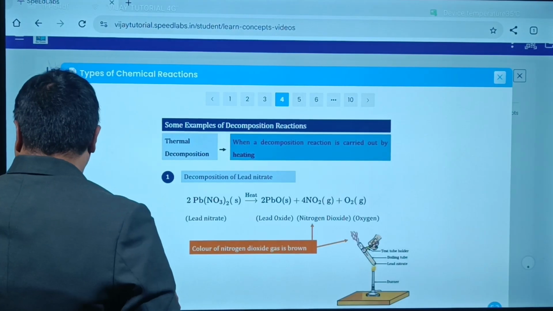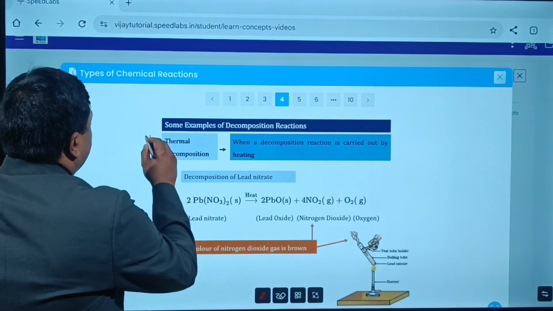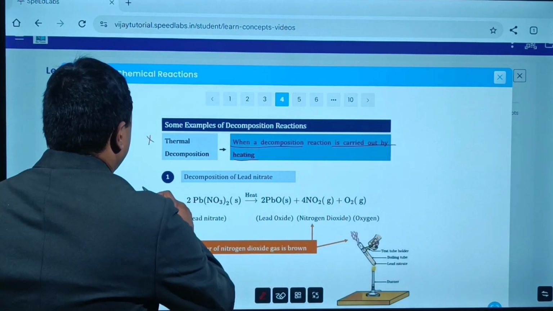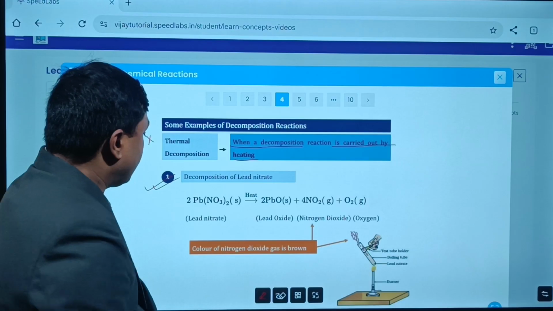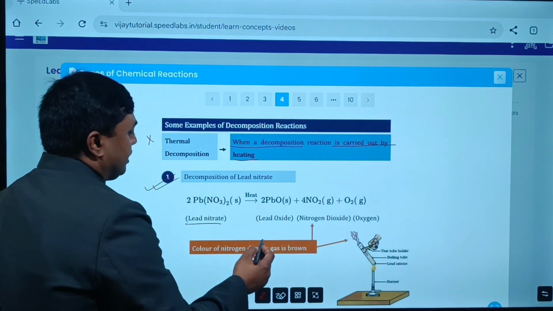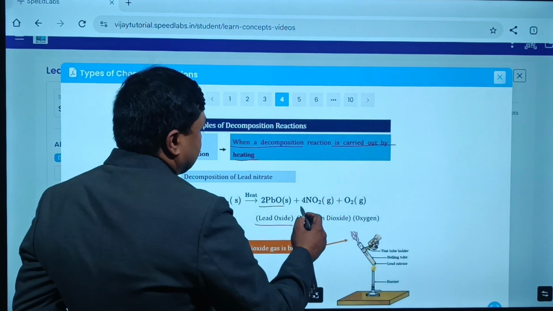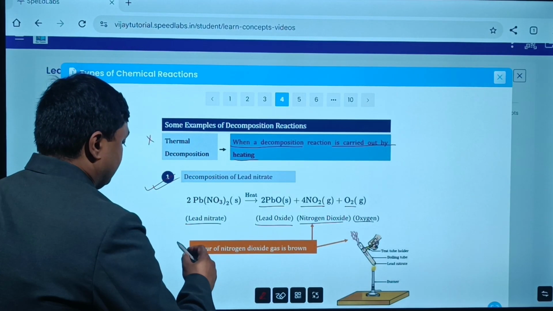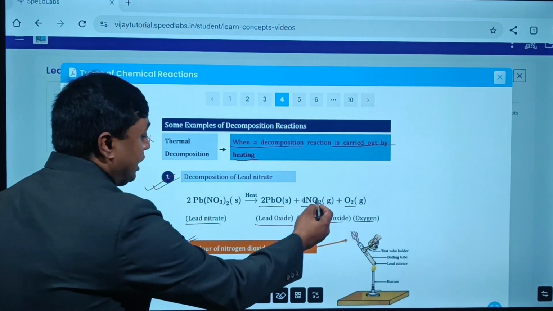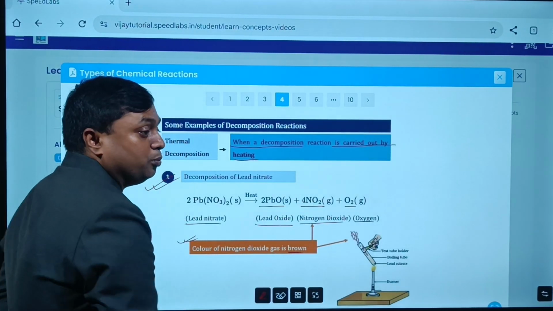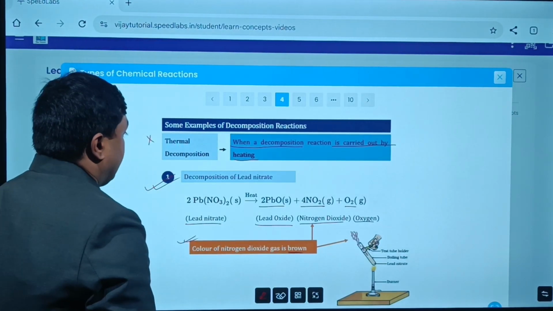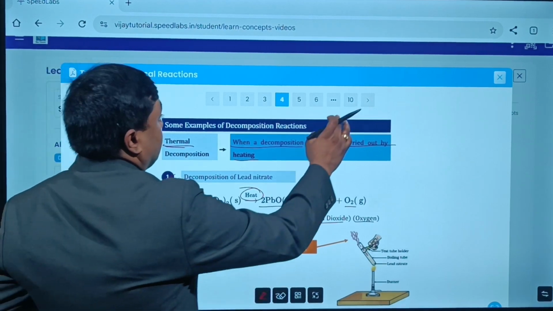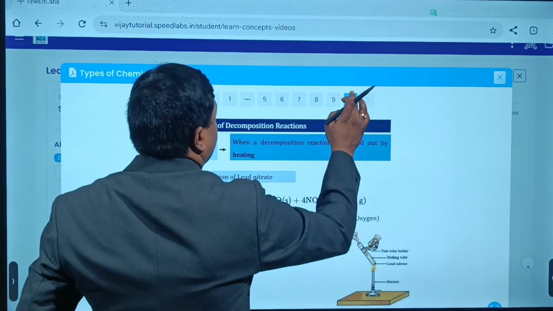Okay, so let's start with thermal decomposition. When a decomposition reaction is carried out by heating, it is called thermal decomposition. For example, decomposition of lead nitrate, Pb(NO3)2. Once you heat, you will get PbO, lead oxide, plus 4NO2, that is nitrogen dioxide, plus O2, oxygen is formed. Here a very important point you have to remember: what is the color of nitrogen dioxide? It is brown. Here brown fumes are obtained. Yes or no? And as it is taking place with the help of heat, this is called thermal decomposition reaction.